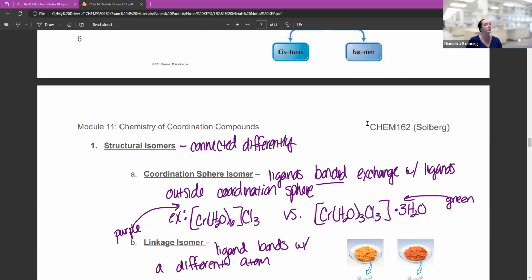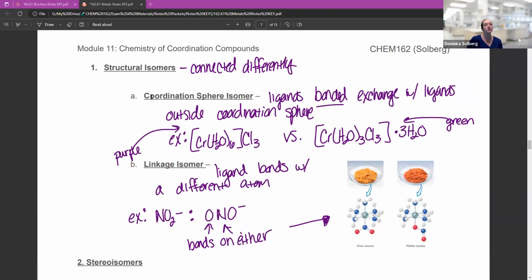So I'm first going to talk about structural isomers, ones that are actually connected differently. That's a regular typical isomer. So there are two types. There are coordination sphere isomers and linkage isomers. A coordination sphere isomer is when the ligands that were bonded trade places or exchange with ligands that were outside of the coordination sphere.